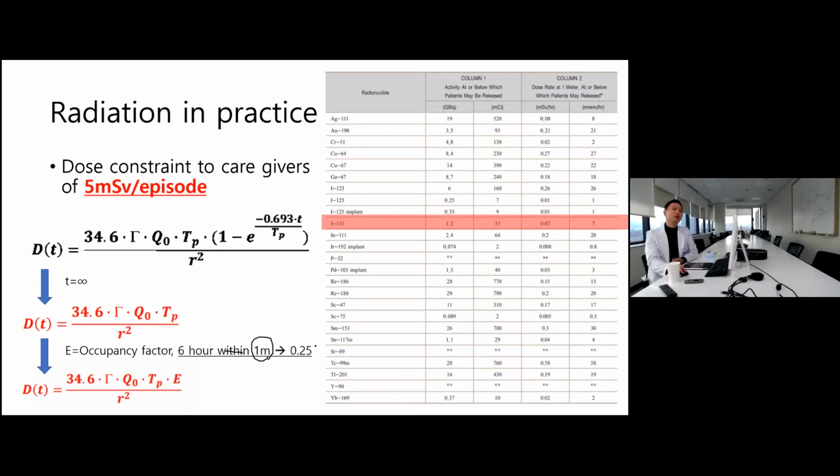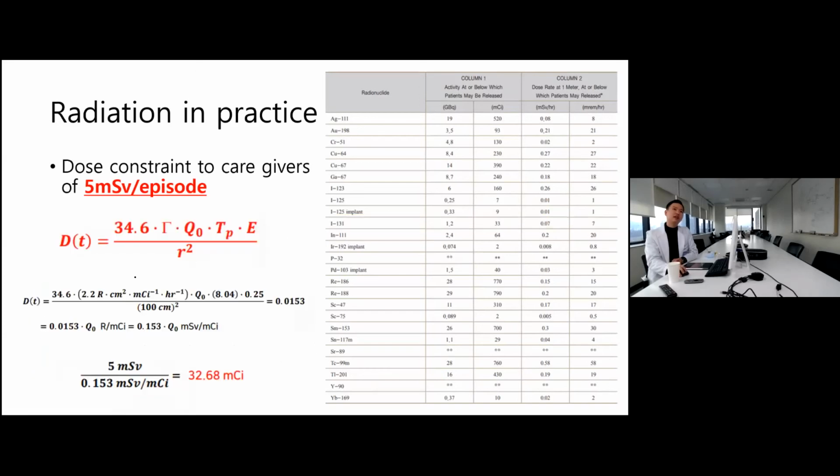So a quarter will be the occupancy factor. When you multiply this, the calculated dose should be 5 millisievert. If you calculate from that, you get a value of 32.7 millicurie, which is approximately 33 millicurie here. So this is some theoretical basis for how the patient release criteria have been made.